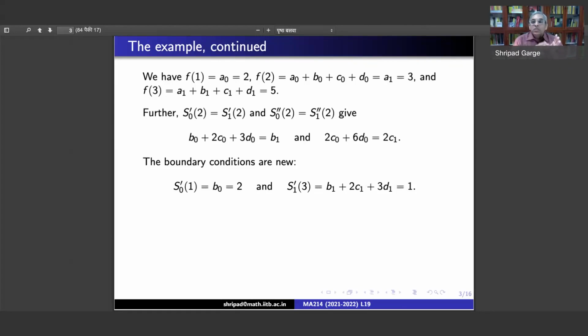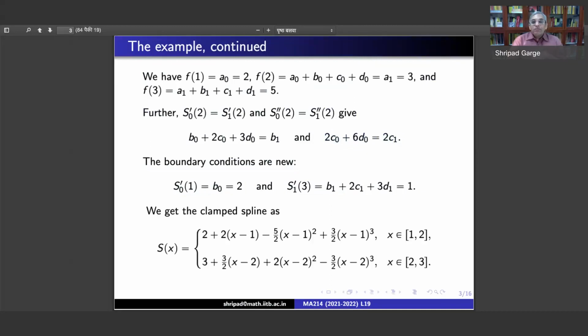Now, of course, a0 is known, a1 is known, b0 is known, and the remaining values can be solved. So for instance, c0 plus d0 will give you an equation equal to 3 minus 4, so this sum is equal to minus 1. And then there are some more conditions which can be obtained from here. Further, we have some more conditions which can be obtained from here. So solving all these equations together, we get the clamped spline as the set of 2 cubic polynomials given in the following way.